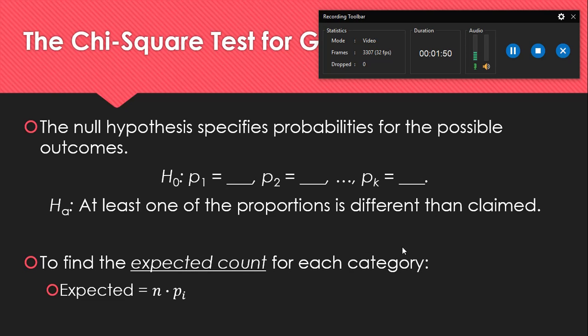So just like the chi-square test, we're going to find the expected count for each category, and for us that will be each different color M&M. And the way to do that is to multiply n, our sample size, times the probability for each specific event.